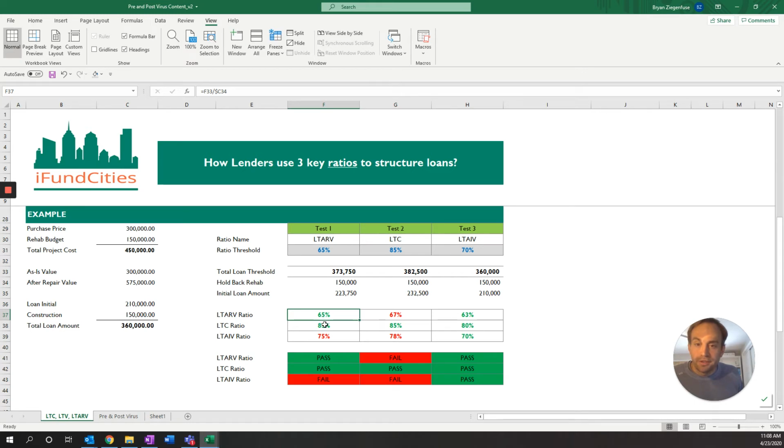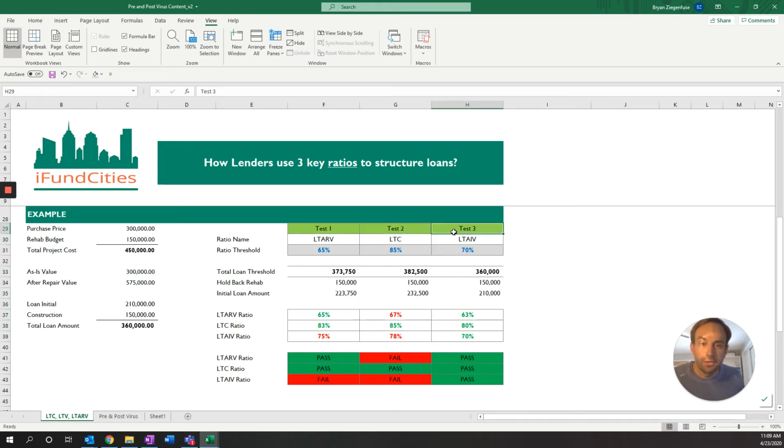As you can see here, the loan to ARV is at 65%, the loan to cost is 83%, and the loan to as-is value, or the purchase price, is 75%. Our next test is loan to cost. We multiply the 85% times the $450,000, and we have a total loan amount of $382,500. You back off the holdback, which is 100% of the $150,000, and you have a day one loan amount of $332,500. These are how these ratios compute, using just the structuring of this loan.